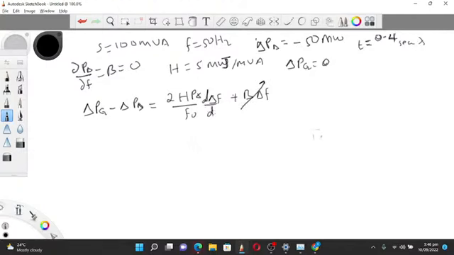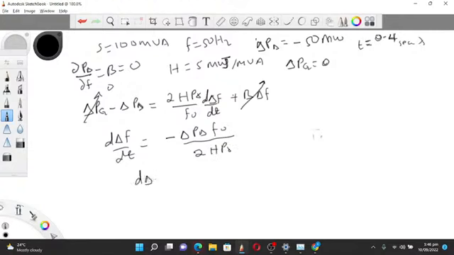So this is dt. Now we want the change in frequency that occurs in this time. So we want change in F. This is 0. So if I make change in F the subject, I can do dt. This is equals negative delta PD F0 all over 2HPR. So d delta F equals negative change PD F0 over 2HPR dt. Integrate.